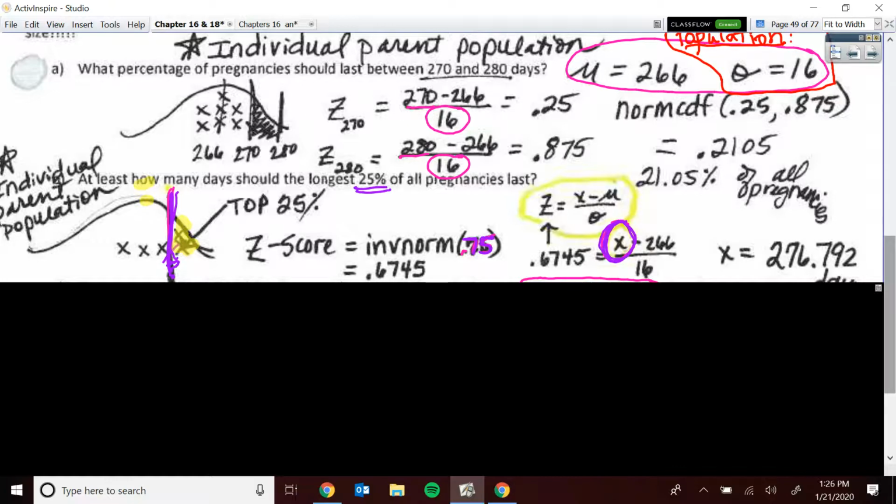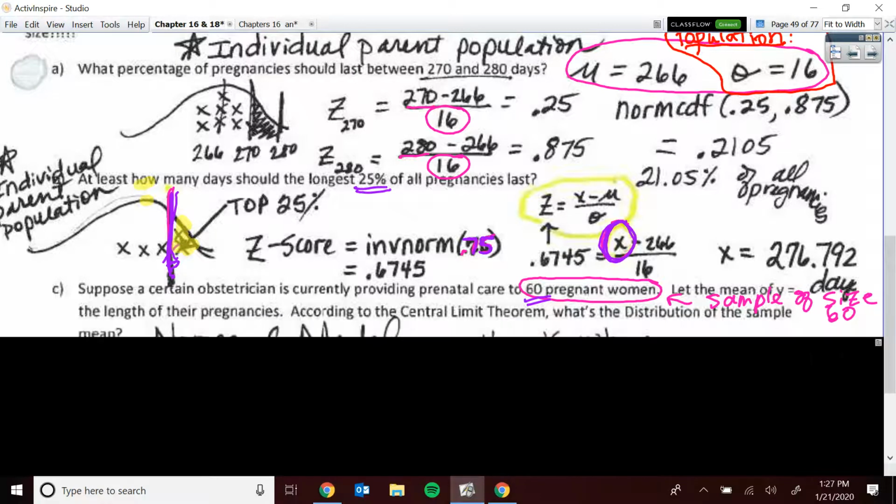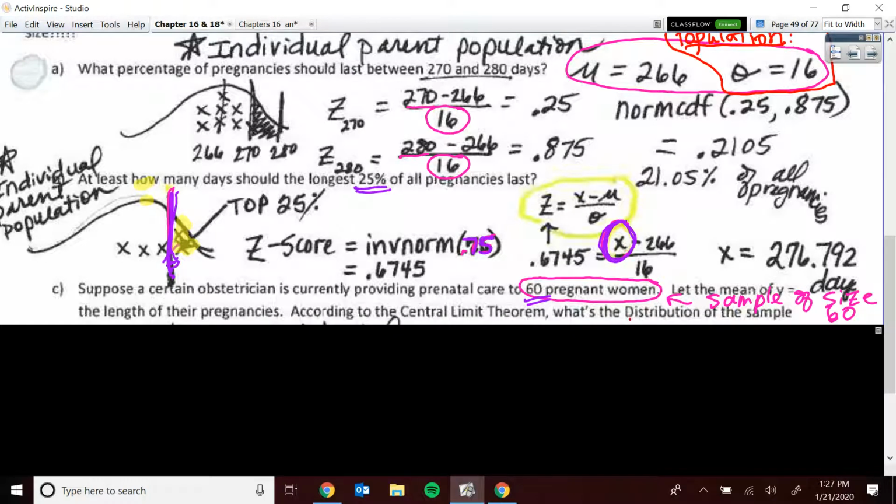Okay? All right. Here is where the new stuff kicks in. We now have a clinic that is providing prenatal care to 60 pregnant women. That means a sample of size 60. So my first question is, tell me about the distribution of this sample. Tell me the shape of it.